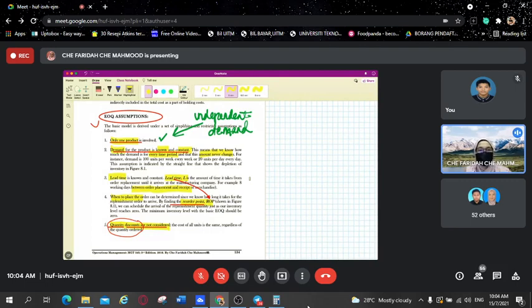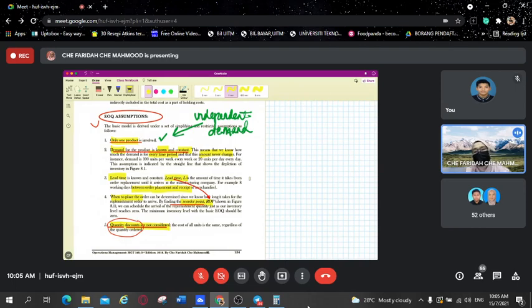So in these assumptions, when it comes to the basic economic order quantity, the lead time is known and constant, meaning that we know that Adib will deliver to me within 3 days. It is 3 days and it's constant. Next time when I request from Adib, Adib will deliver to me in 3 days as well.